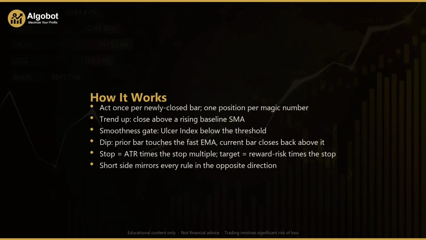The short side is a precise mirror. The just closed bar must be below a falling baseline average. The upside Ulcer Index, the draw-up texture, must be below the threshold, and price must rally up to the fast EMA and then roll back beneath it. The prior bar closes at or above the EMA. The current bar closes below it, and the EA signals a sell. The stop sits the ATR distance above entry, and the target is the same reward to risk multiple below. Everything self-scales with volatility, so the logic behaves consistently as conditions change.